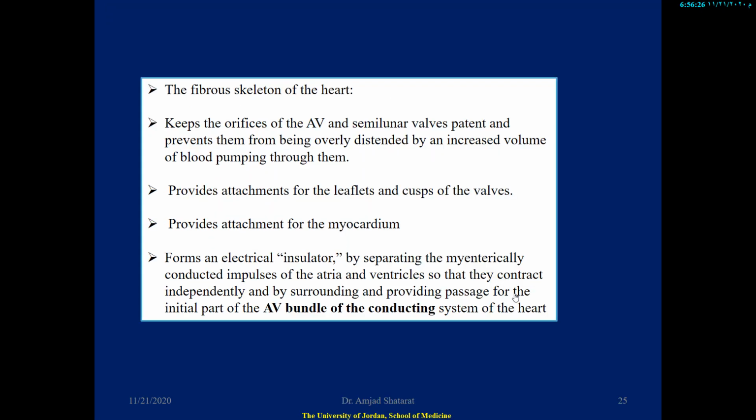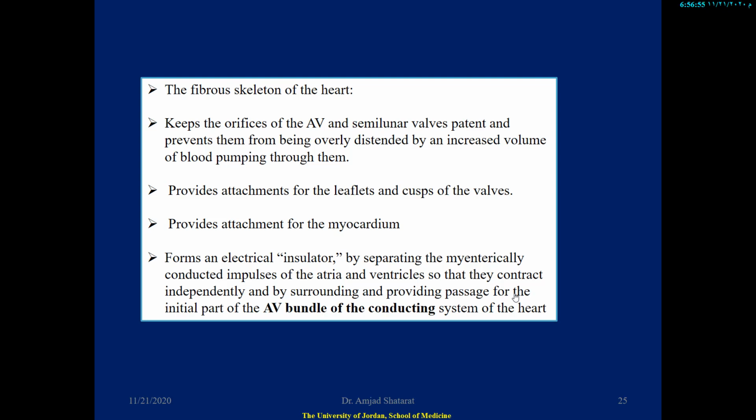I have summarized them for you here. The fibrous skeleton of the heart keeps the orifices of the atrioventricular and semilunar valves patent and prevents them from being overly distended by an increased volume of blood pumping through them. It provides attachment for the leaflets and cusps of the valves. It provides attachment for the myocardium, of course.